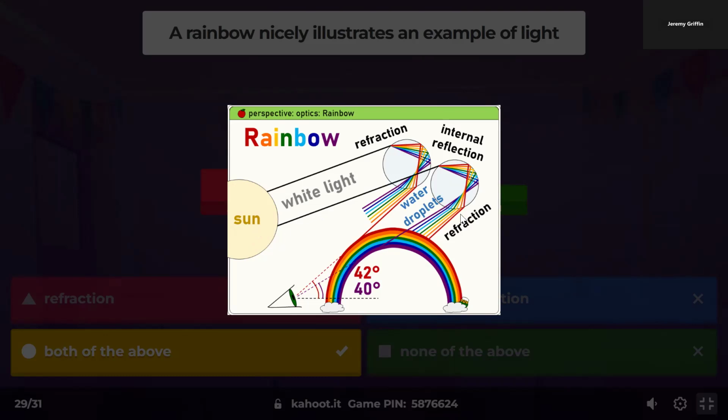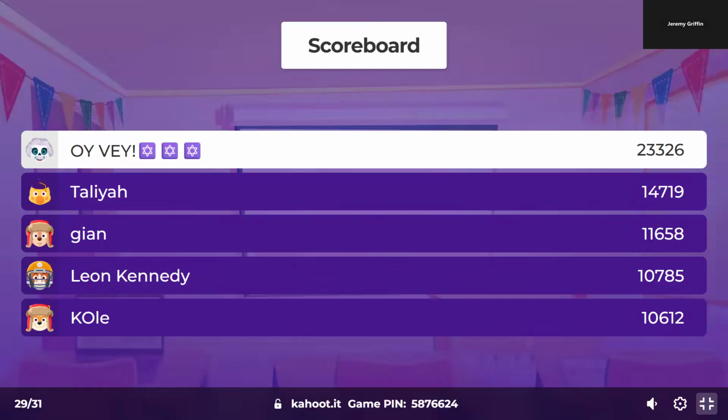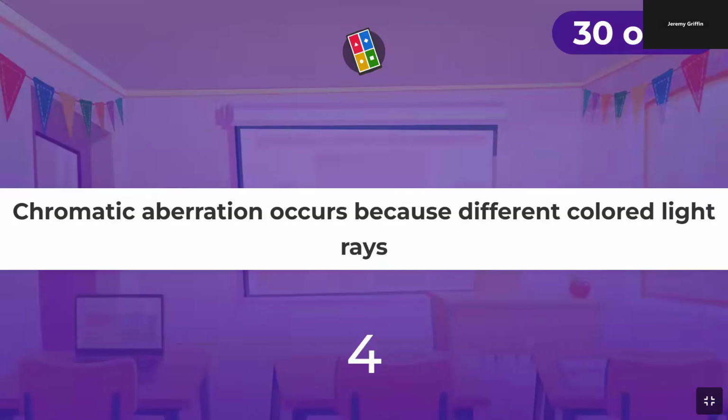Actually, there's a little bit more to this too. If you get a really good effect, you can get a double rainbow. So there's a little bit different process going on here. That's the main rainbow right there. Reflection, internal reflection, refraction, it's all going on. Chromatic aberration.